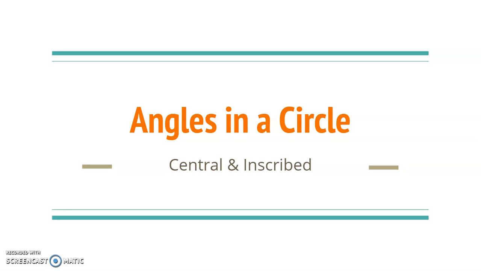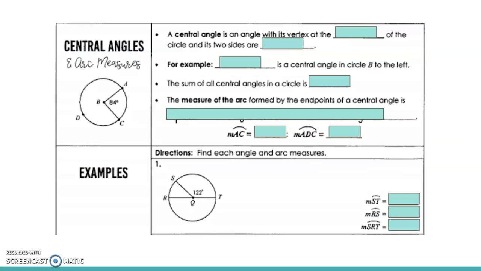This next unit is all about circles, and we're going to start off with looking at angles in circles. So we have a bunch of different types of angles within circles, and we're going to start with looking at central and inscribed angles. When we're looking at central and inscribed angles, we do need to remember that a circle has 360 degrees.